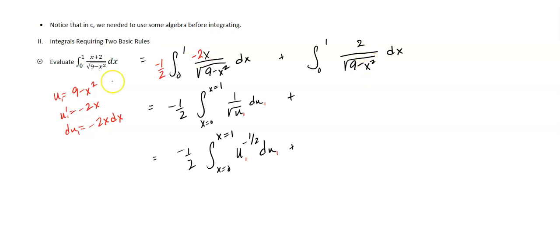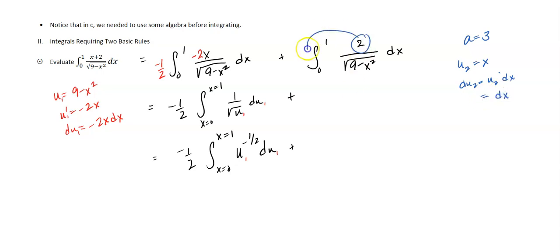Now with this one, I can't use u equals 9 minus x squared because I don't have an x on top. So I'm going to have to use the integral of du over the square root of a squared minus u squared. So I'm going to let my a be 3, and I'm going to let what we'll call u2 be x. So du2 is going to be u2 prime dx, which will just be dx.